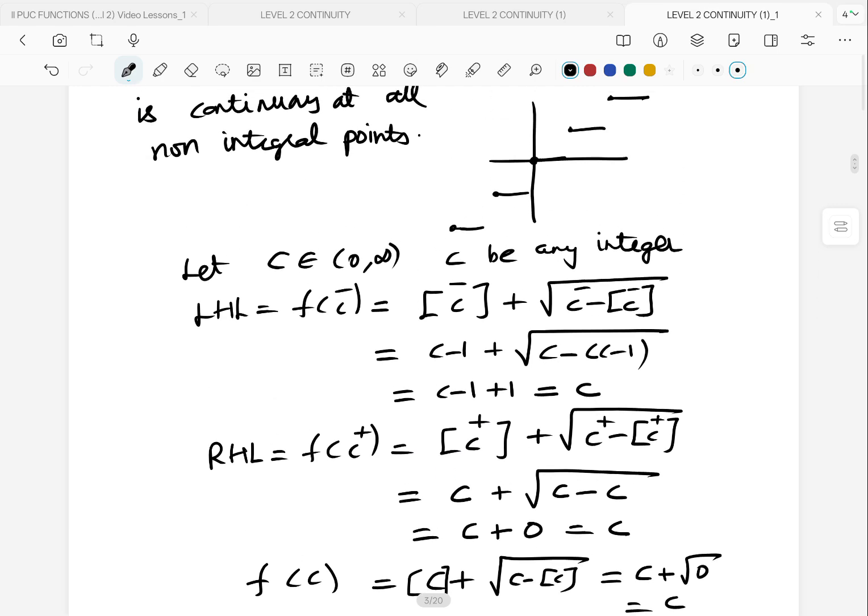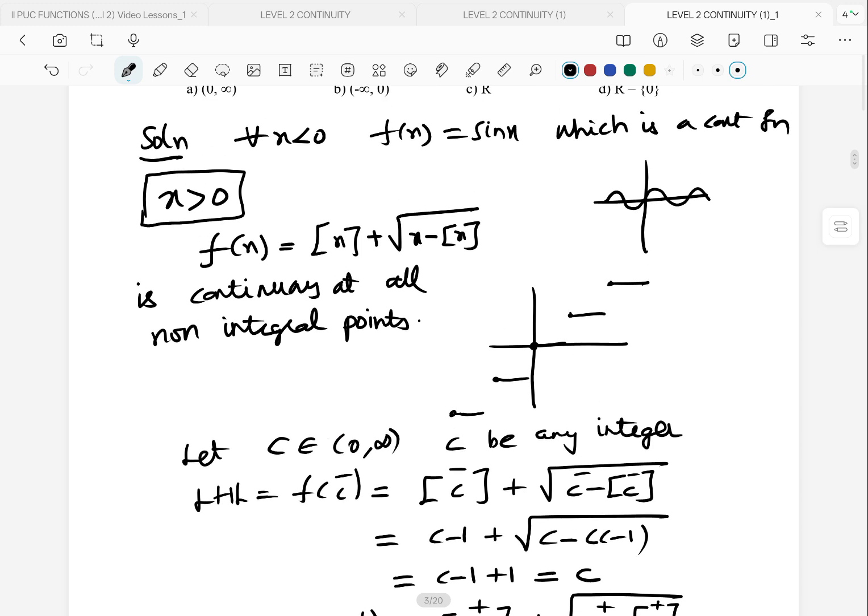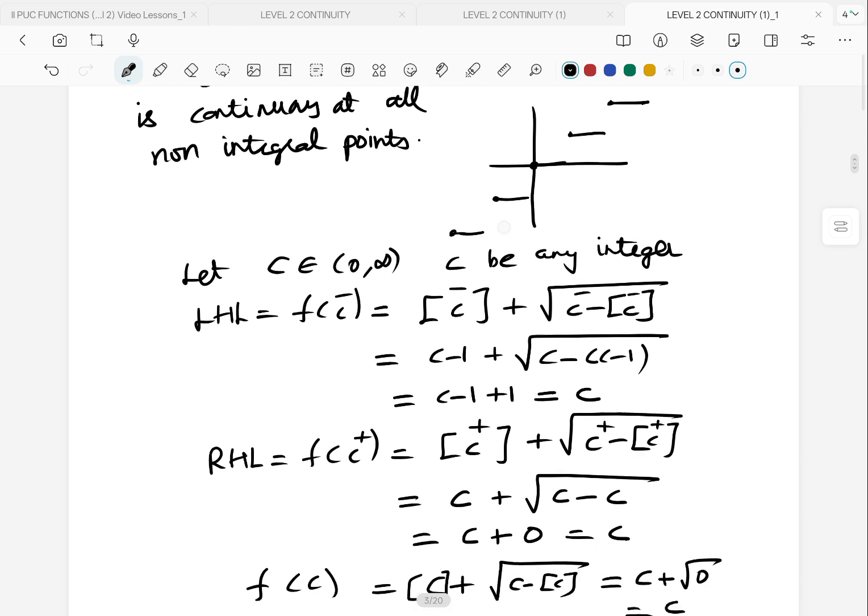Already we have checked that it is continuous at all non-integral points in the interval x greater than 0. For all x less than 0, f of x is sin x, which is a continuous function.